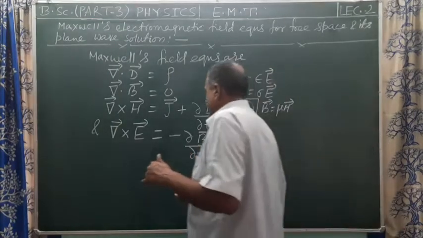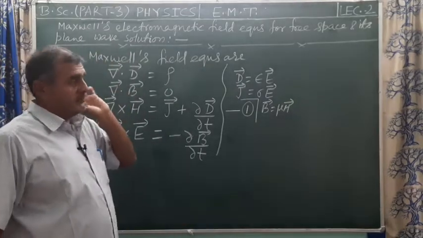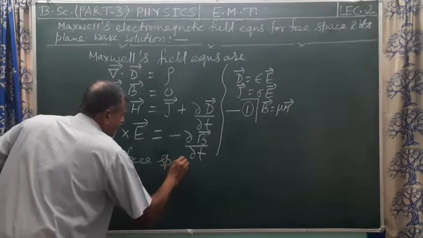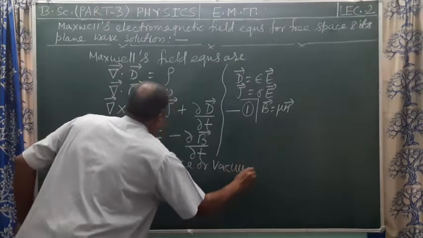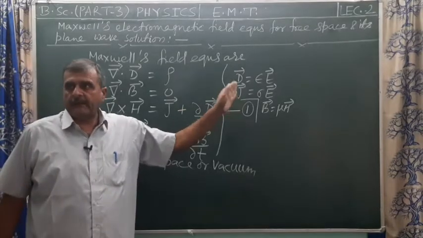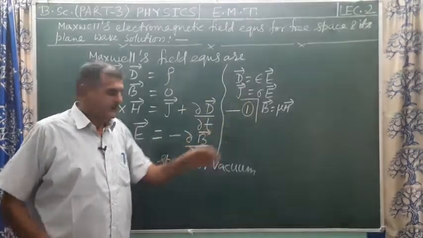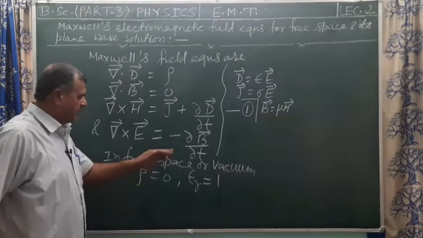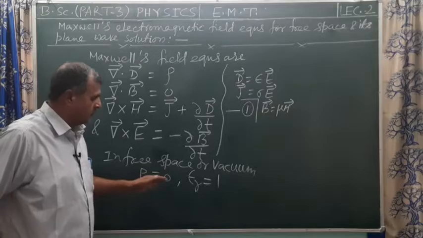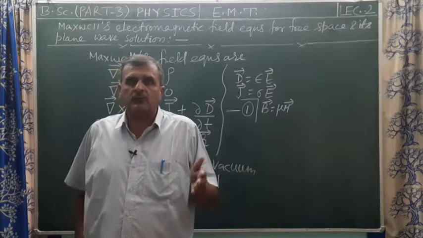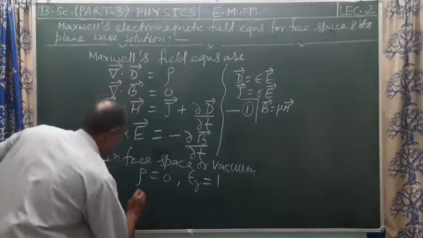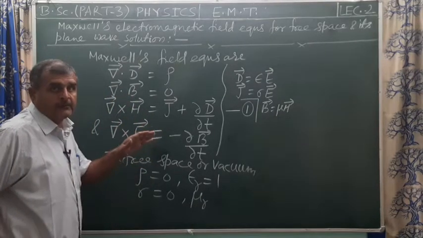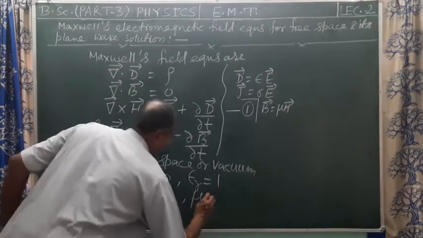So we have to obtain Maxwell's electromagnetic field equations for free space. In free space or vacuum, we have J equal to 0, current density is equal to 0, rho, that is charge per unit volume, is equal to 0, and epsilon r is equal to 1, and also sigma, that is conductivity, is equal to 0, and relative permeability of the medium, mu r, is also taken as 1.